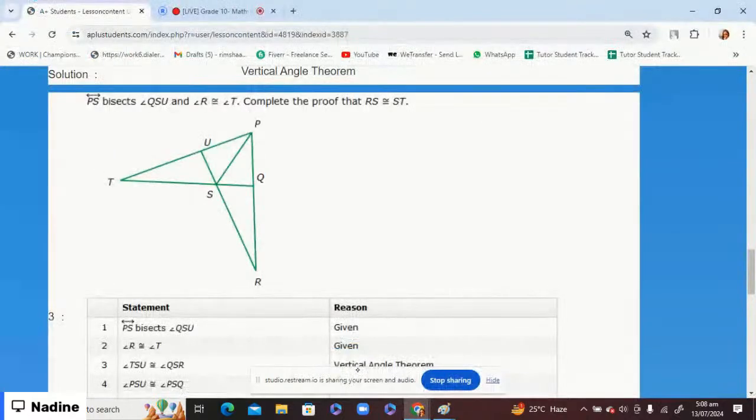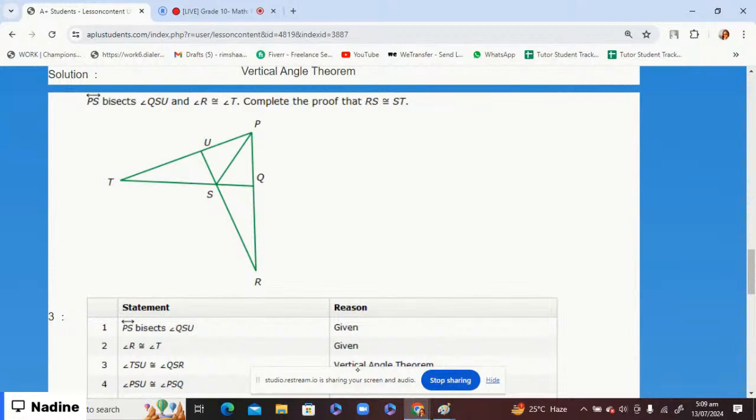Here they are saying that PS is the bisector. PS is the bisector of which one? Of the angle QSU. Here it makes some angle, so PS is the bisector of that angle. Alright. Here they are using that meaning.